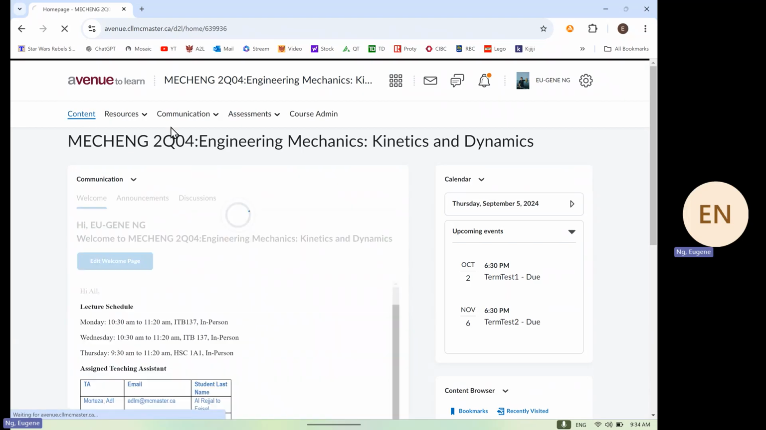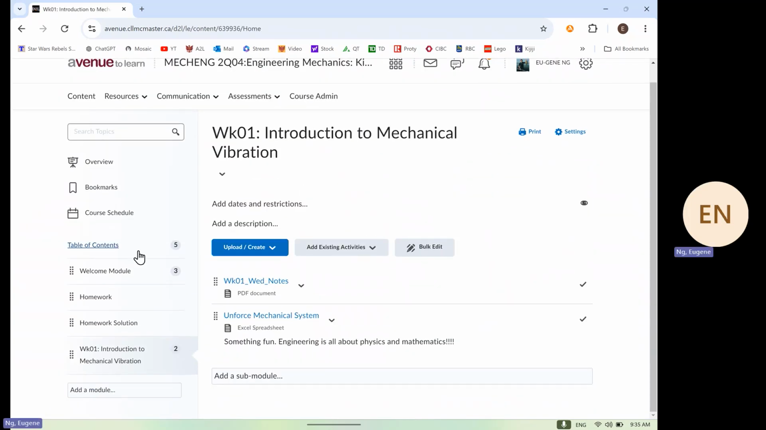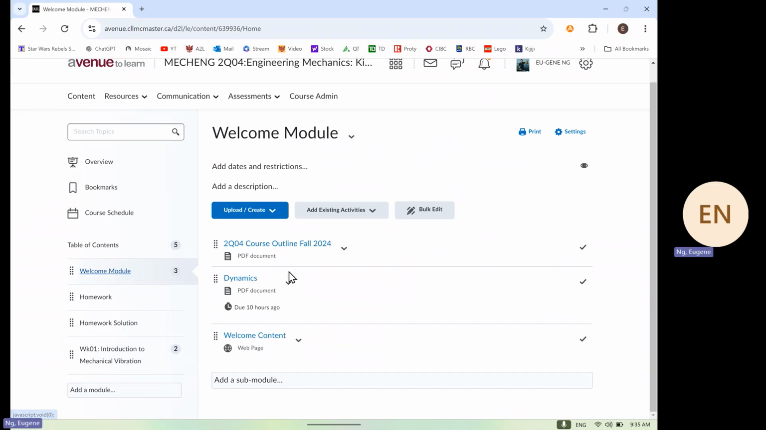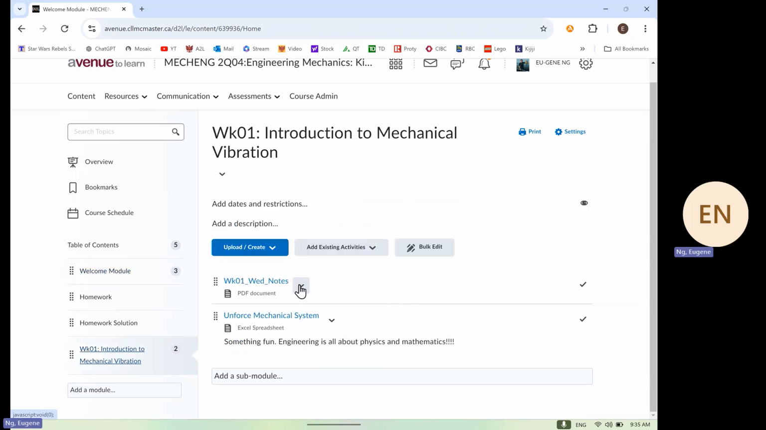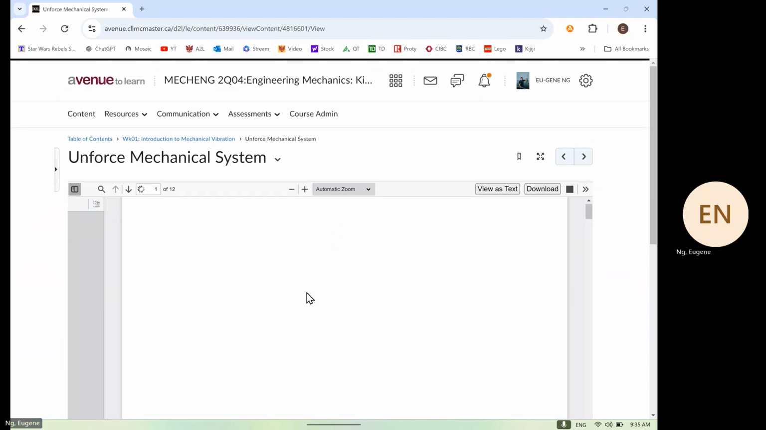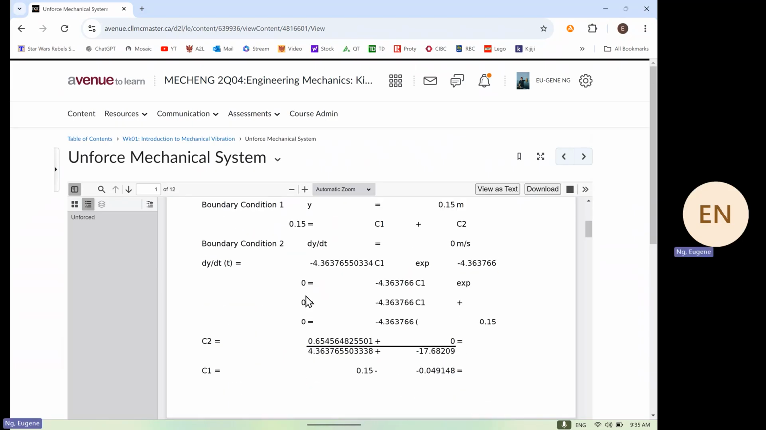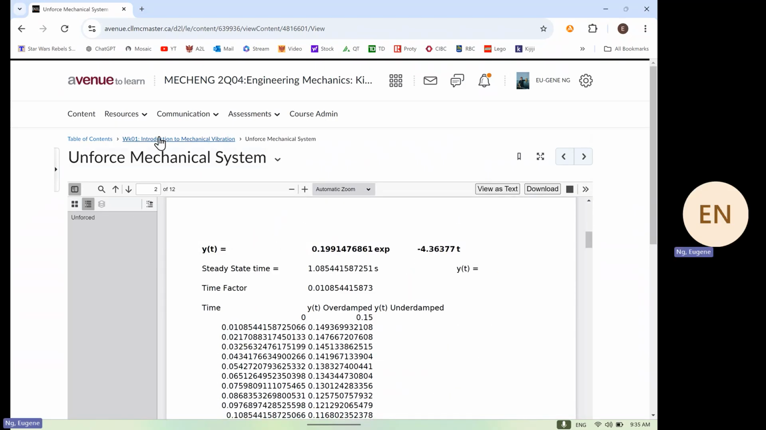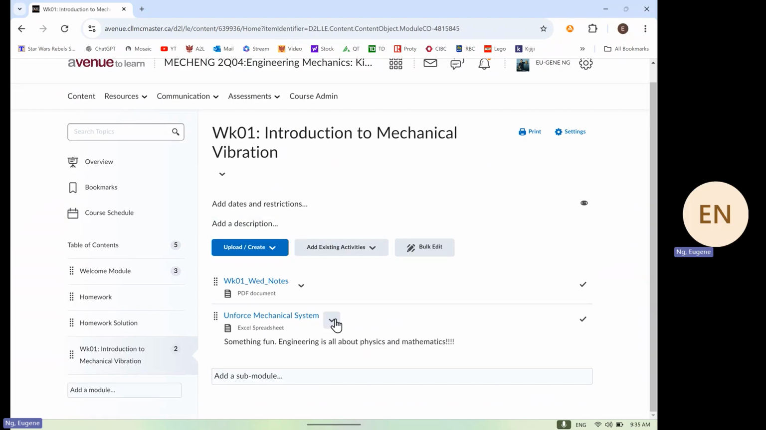So if you go to content, have you done the illegal stuff of downloading the textbook, yes or no? Yes, good. I love doing illegal stuff. And I have put down here, can you download Unforced Mechanical Vibration System? Download it as software, it's on Excel. If you could download it, can you do that? Or have you done that? Okay, some of you have not done that, which is fine.